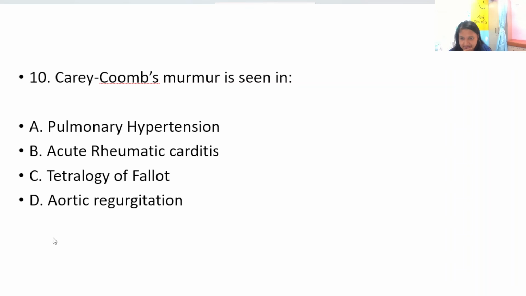Carey-Coombs murmur is seen in pulmonary hypertension, acute rheumatic carditis, tetralogy of Fallot and aortic regurgitation. So Carey-Coombs murmur is seen in acute rheumatic carditis. It is basically a mid-diastolic murmur, and that occurs due to acute mitral regurgitation, that is also during the rheumatic carditis phase, involvement of the mitral valve, right? So it's a mid-diastolic murmur that you see in acute rheumatic carditis.